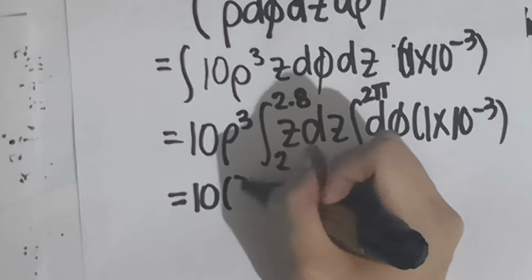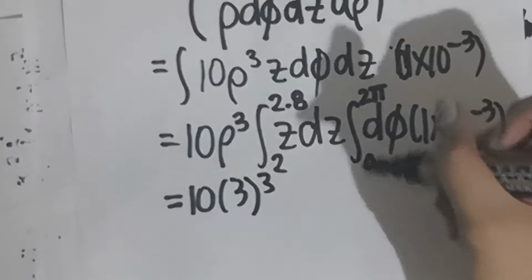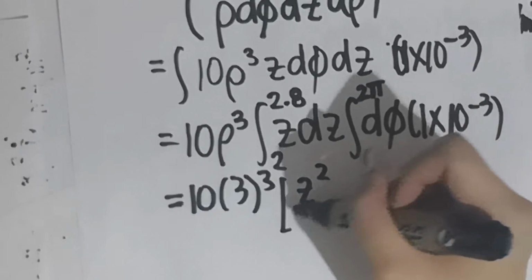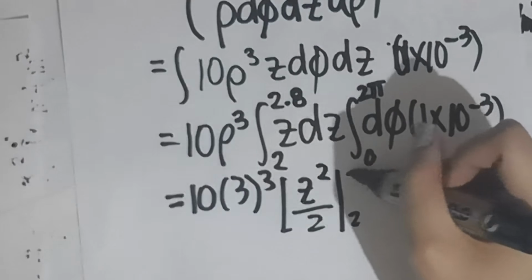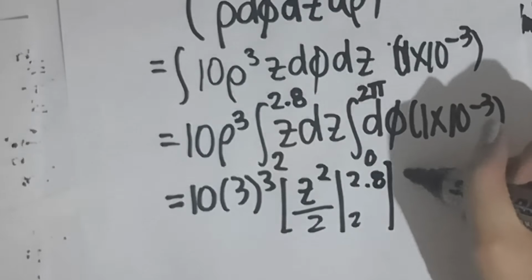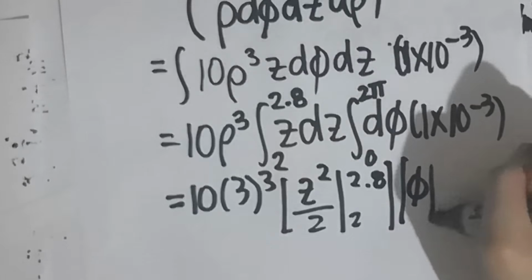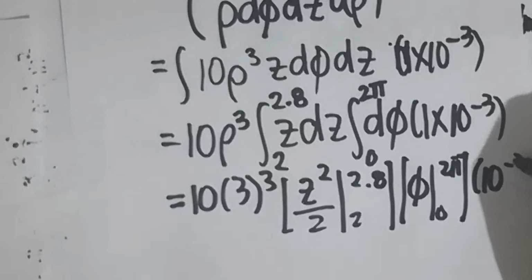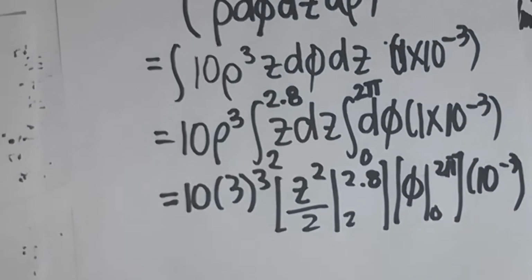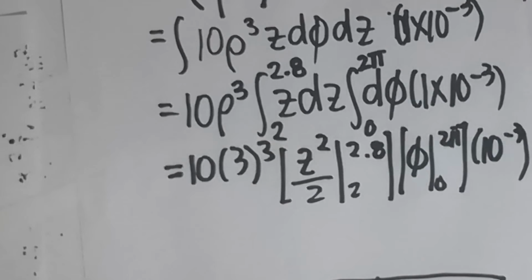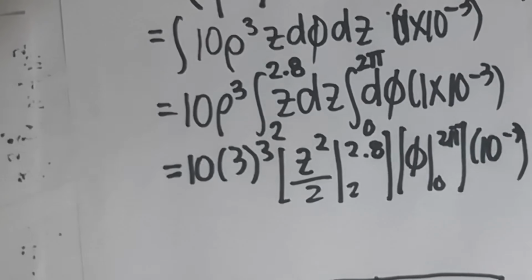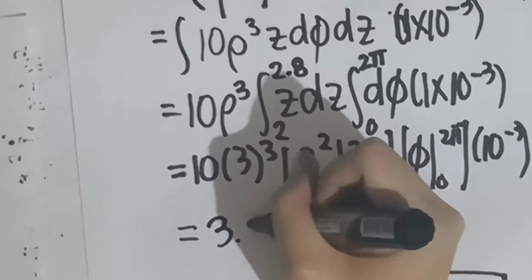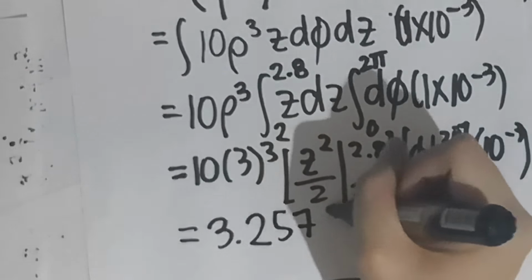So rho is equal to 3, so that's 3 cubed. If I'm going to integrate z, that would be z squared over 2 from 2 to 2.8, and phi from 0 to 2 pi, multiplied by 10 to the negative 3. If we evaluate this entire integral, we are going to get a total current of 3.257 amperes.